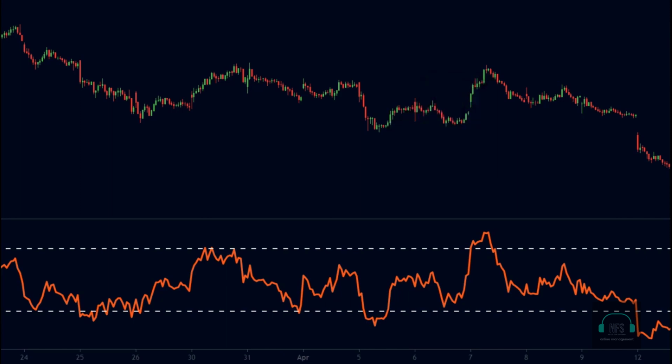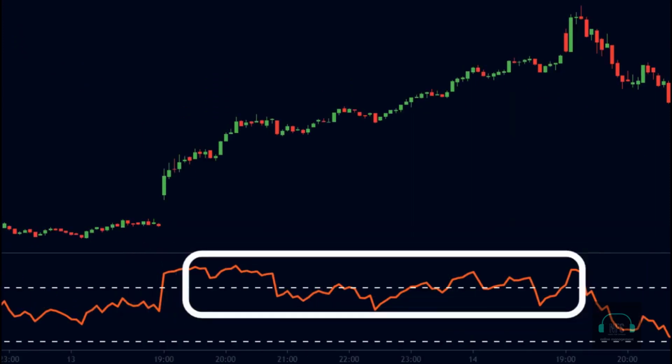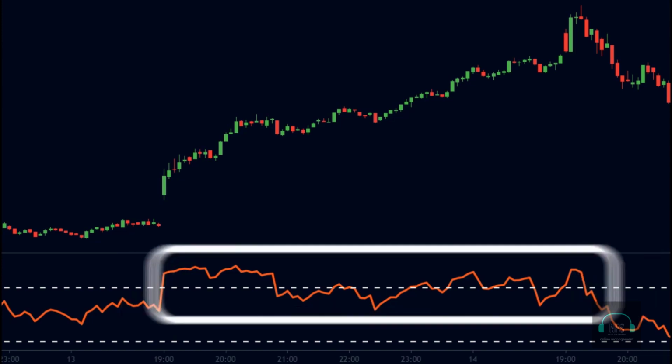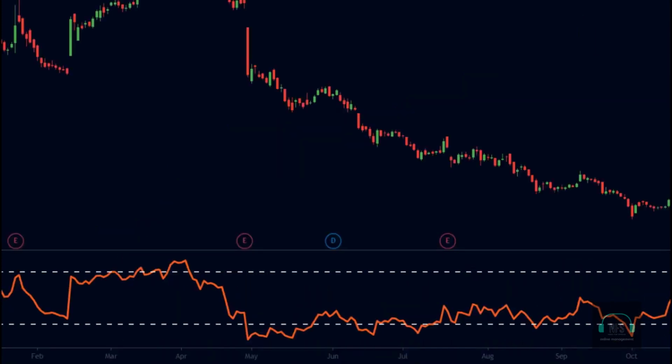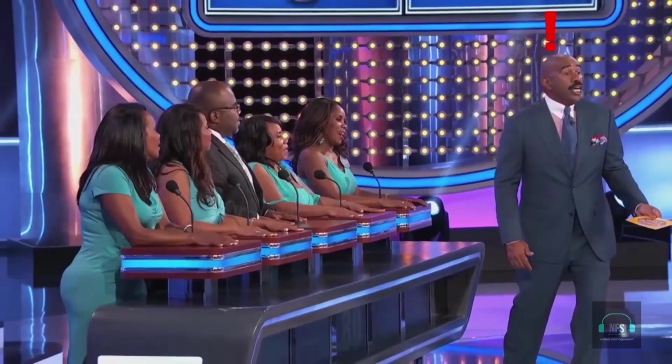The prices do not reverse every time the RSI becomes overbought or oversold. In fact, in an uptrend, the RSI can remain overbought for a long time. Similarly, in a downtrend, the RSI can remain oversold for longer periods of time.